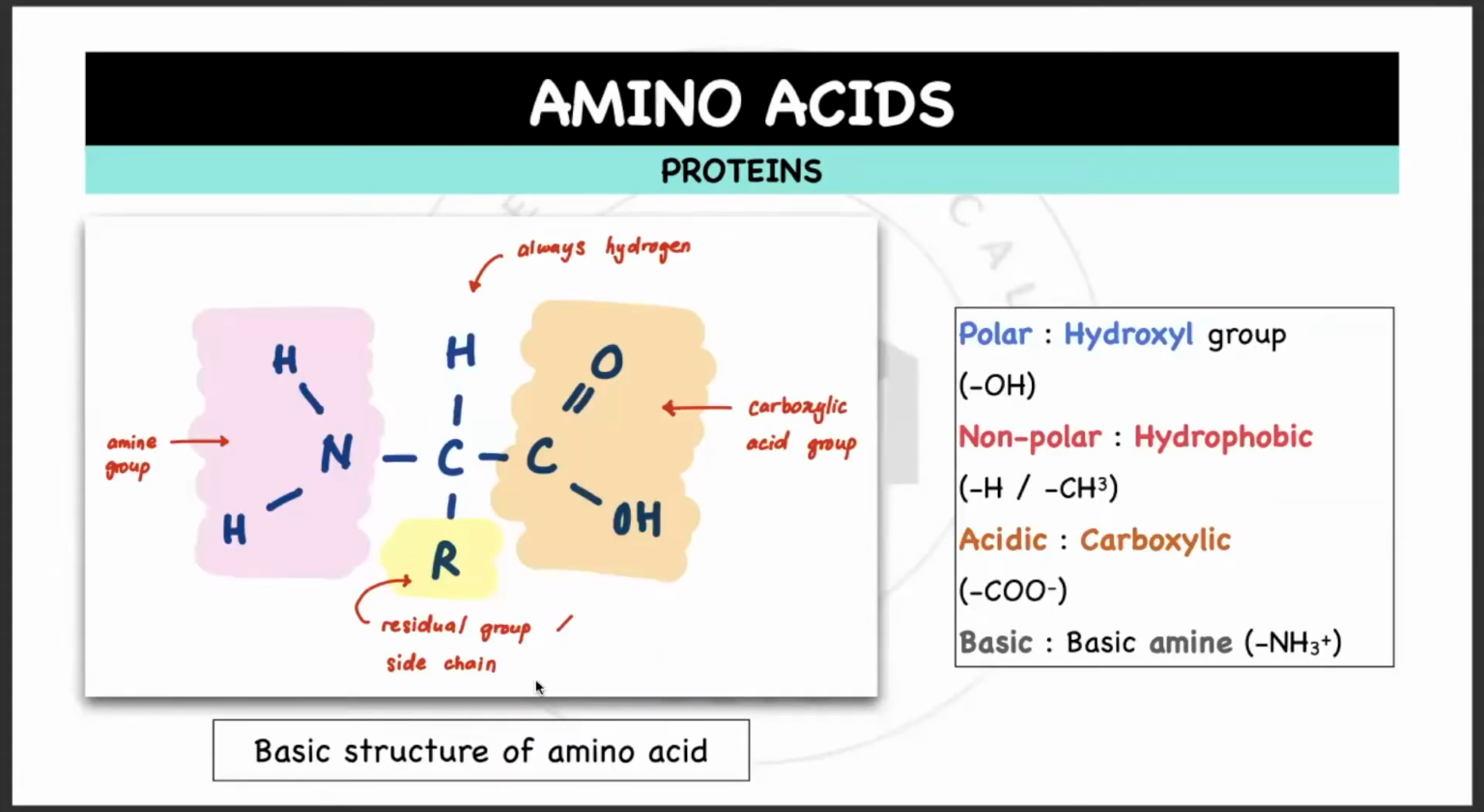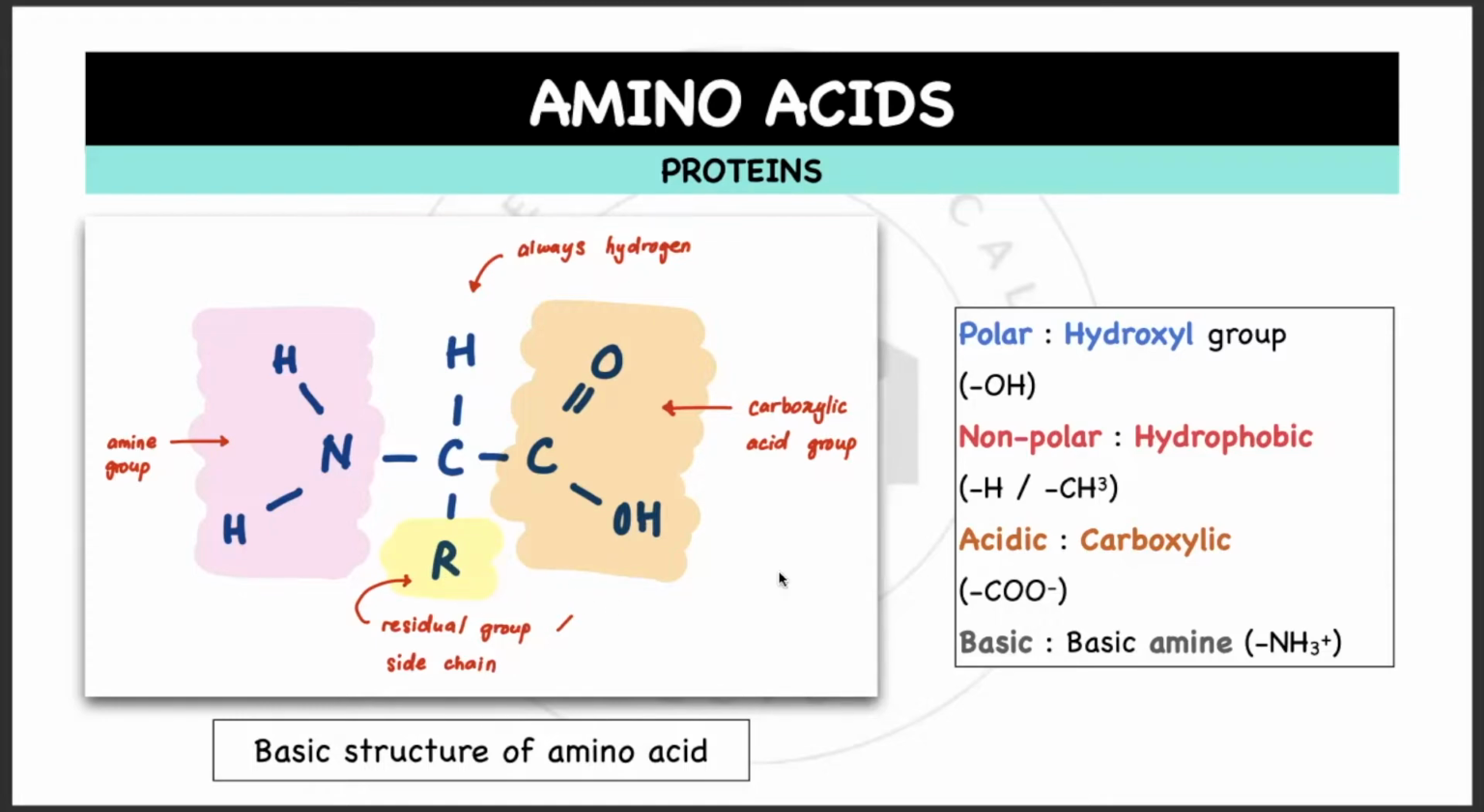So this is the basic structure of an amino acid. So just practice drawing this. So first you have the carbon over here. This part is always hydrogen, and then on the side you have the amine group, and over here you have the carboxylic acid group, and the bottom part is a residual group, side chain. So that part will always change.